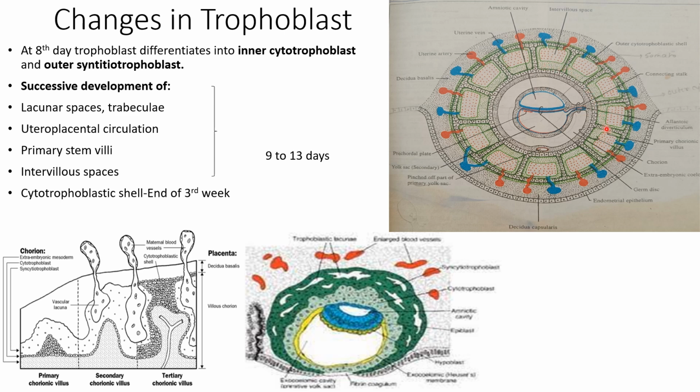Now what will happen next is the cytotrophoblast, which is invading the syncytiotrophoblast, will reach up to the tip of the primary stem villi, and it will start covering the syncytiotrophoblast, and it will entirely cover the blastocyst, or the developing embryo, at the end of the third week. This is known as the cytotrophoblastic shell. So this is the final picture of the developing embryo at the end of the second week. So we will see what happens first.